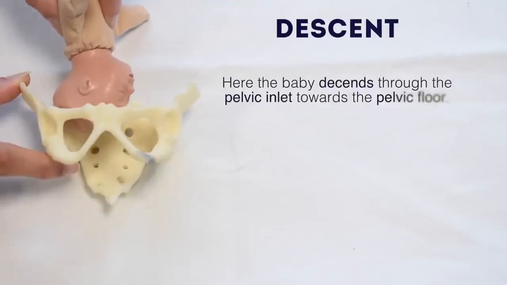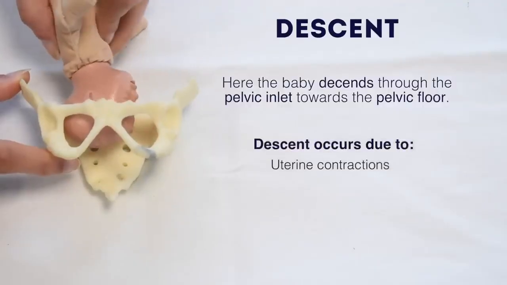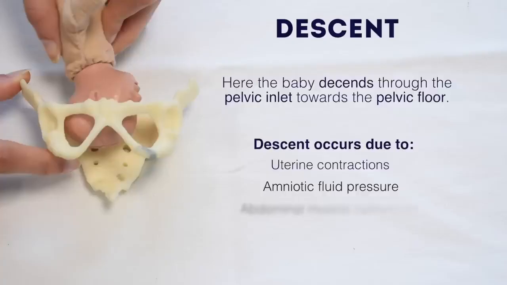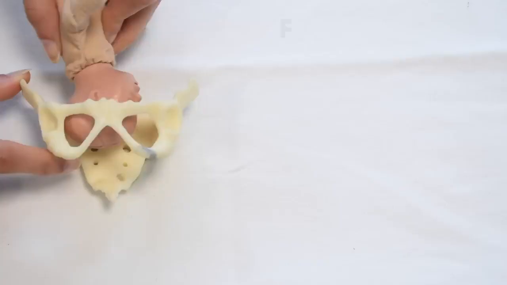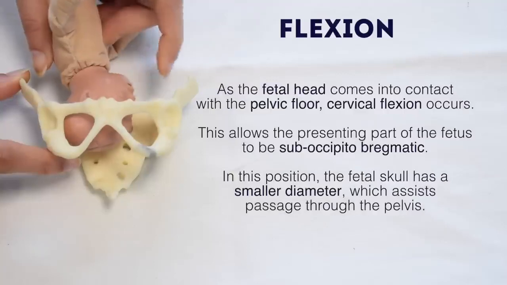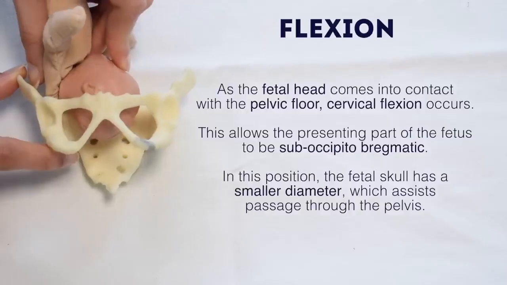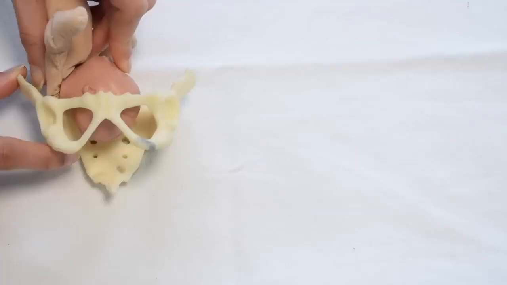Descent. Here the baby descends through the pelvic inlet towards the pelvic floor. Descent occurs because of uterine contraction, pressure of the amniotic fluid, and voluntary contraction of the abdominal muscles by maternal effort. Flexion. As the fetus descends, its head comes into contact with the pelvic floor. This causes flexion of the fetal neck, chin to chest, allowing the presenting part of the fetus to be suboccipitobregmatic. This creates a smaller diameter for the passage through the pelvis.